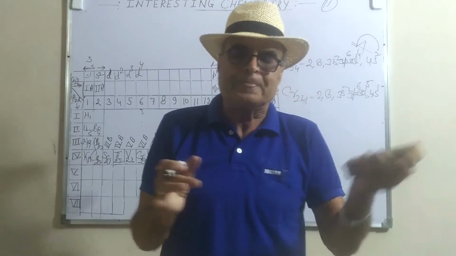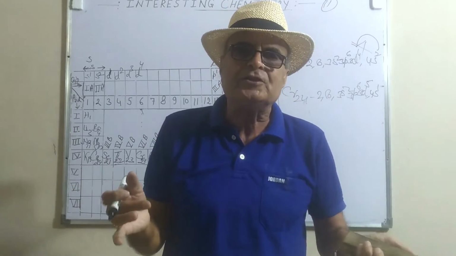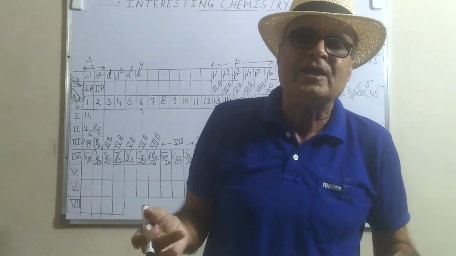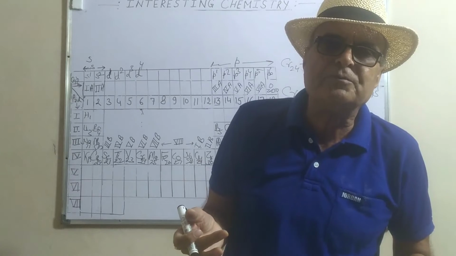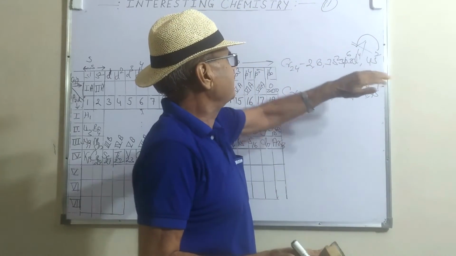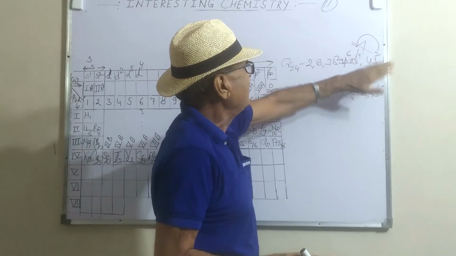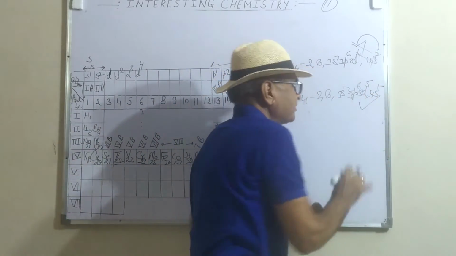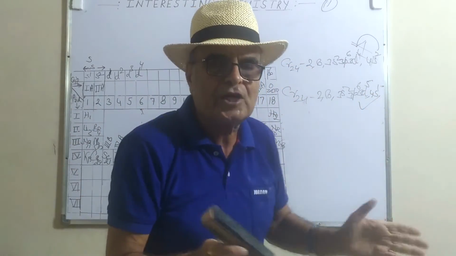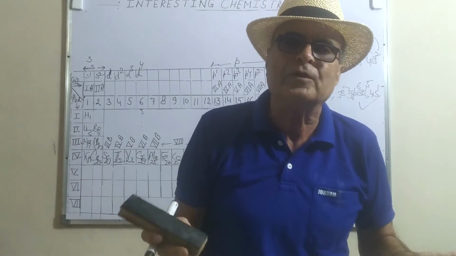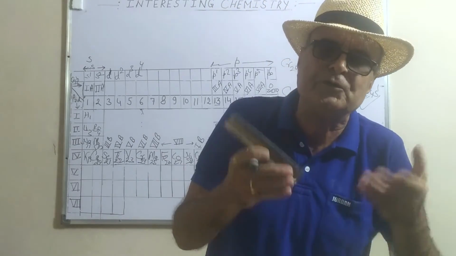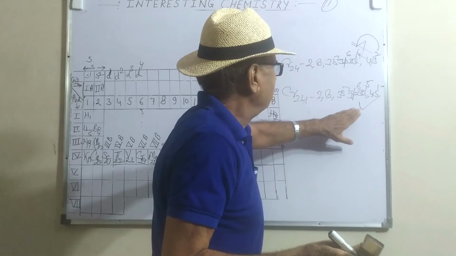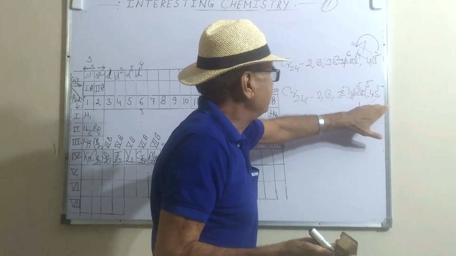Many times this question is asked in your examination: write the electronic configuration of chromium. Most students write it in this way, 3d4 and 4s2, but it is wrong, and this one is correct. This is an exception in the modern periodic law or the Mendeleev periodic law. So here you will find 3d5 and 4s1.